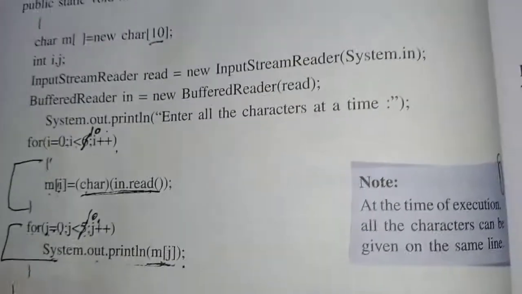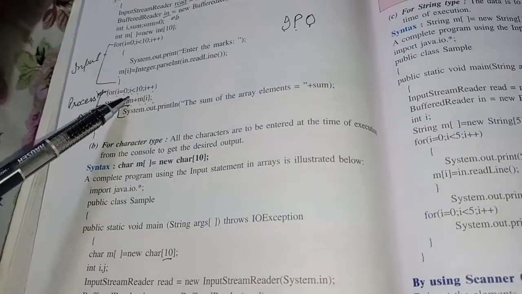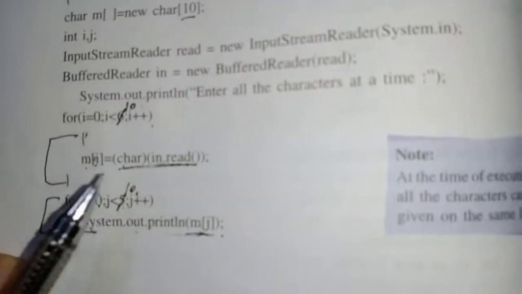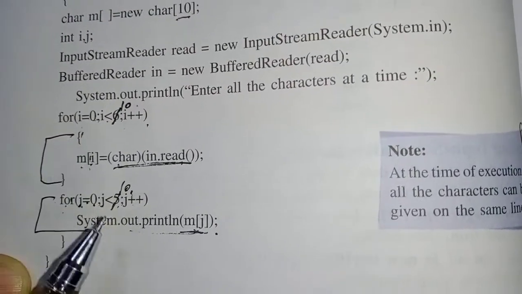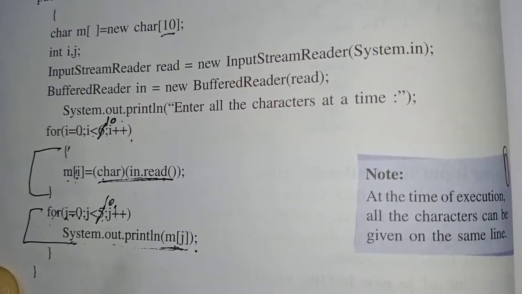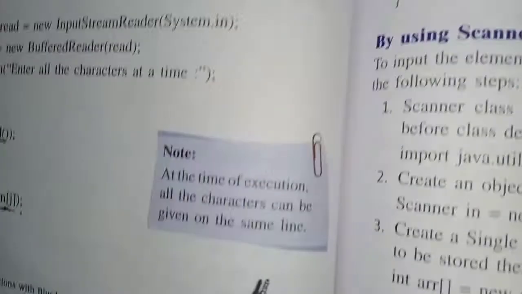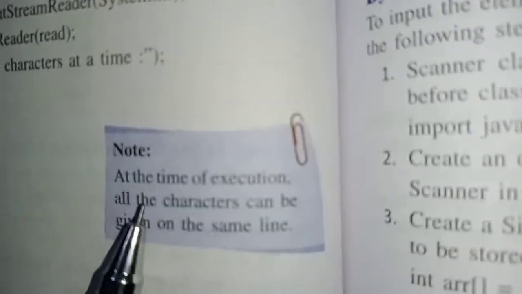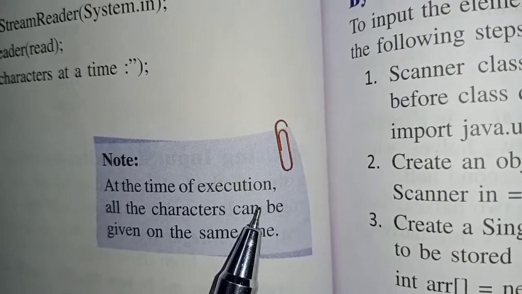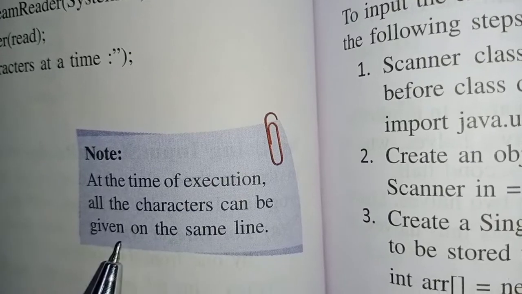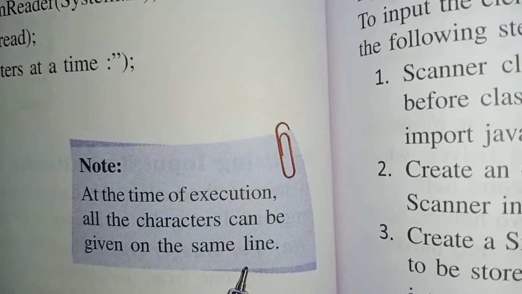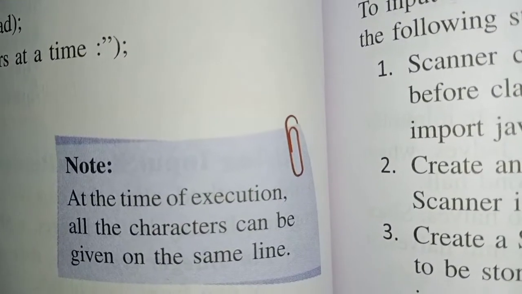As in the previous program, we have used i in both for loops. Here also we can use i for both loops. It depends upon you. And close curly brackets. Now see, a special note is given. All the time of execution, all the characters can be given on the same line.